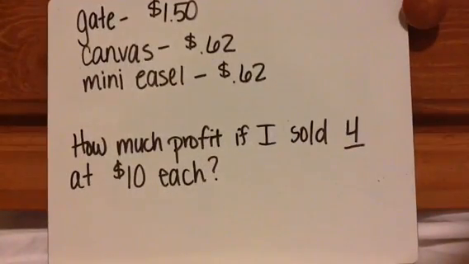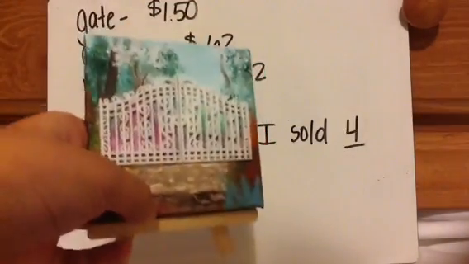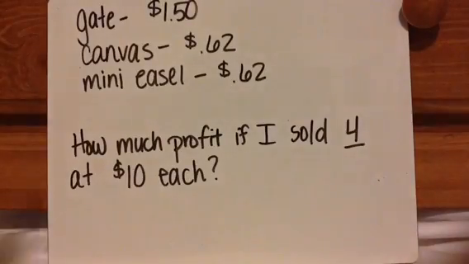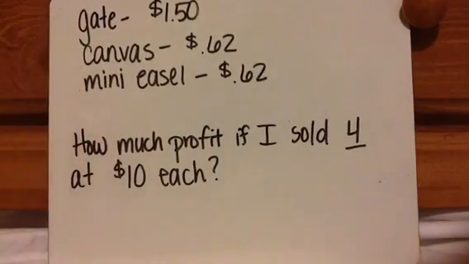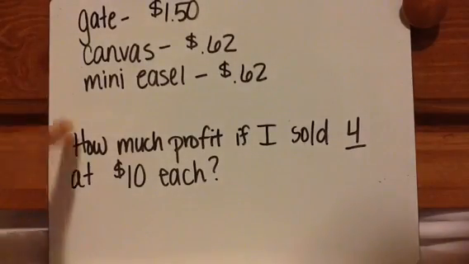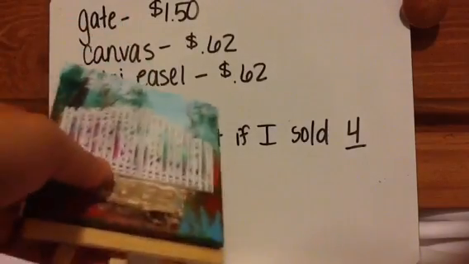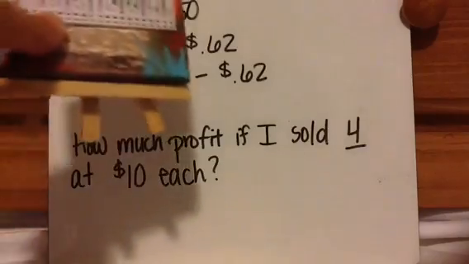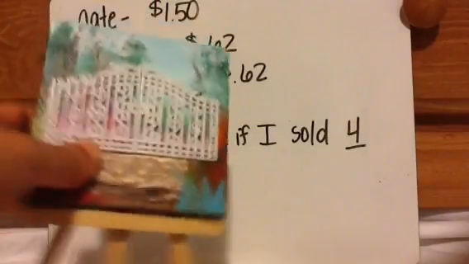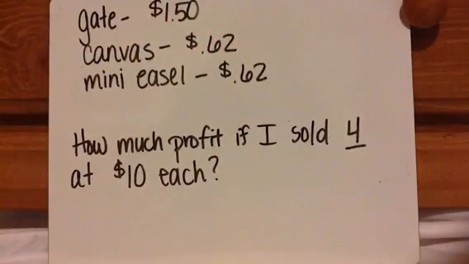Okay, let's go back and look at this example again. This gate easel that I made. So here is the cost to make it. But my question is, how much profit if I sold 4 of these? So I'd have to make 4 of these, so I'd have to buy the materials 4 times. And I sold each one at $10 a piece. How could we do that? I want you to press pause, think about what you could do, and then press play to hear the answer.